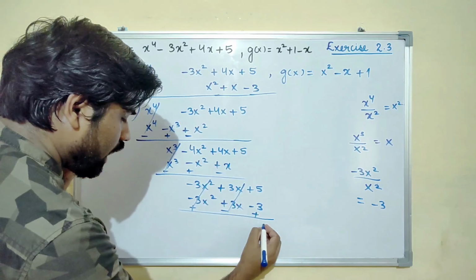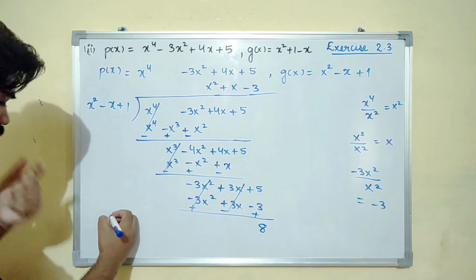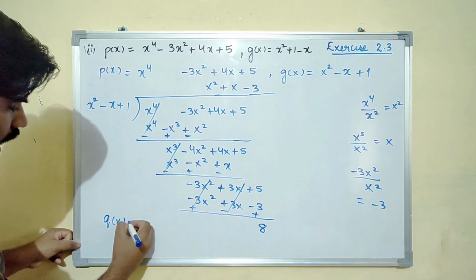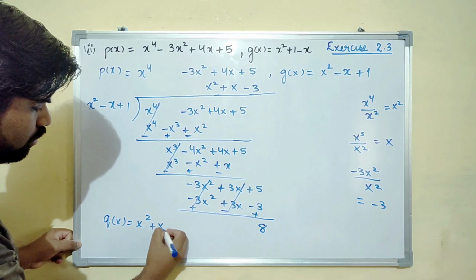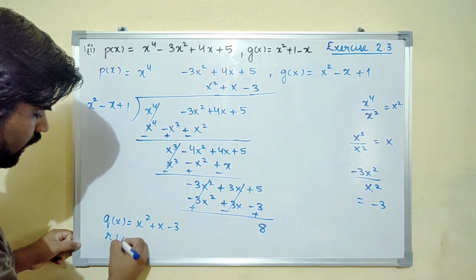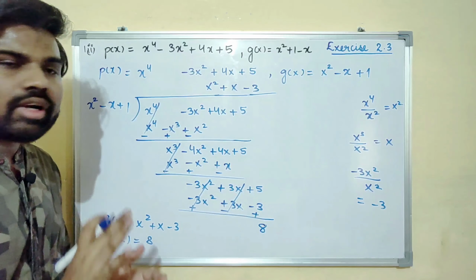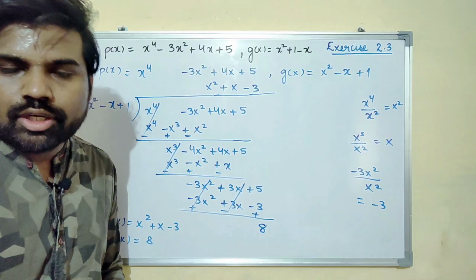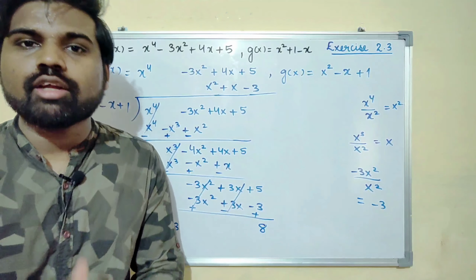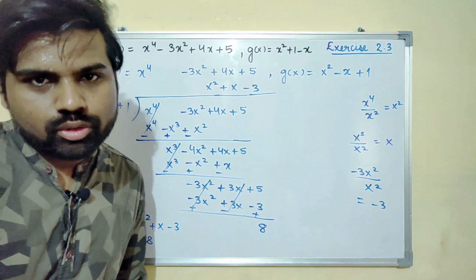5 plus 3 will give you 8. That means this time your quotient is x square plus x minus 3 and the remainder is 8. I hope you have understood this. Okay, if you have understood it very well, you can pause the video and then solve it by yourself, and if you get stuck, then you can continue the video.